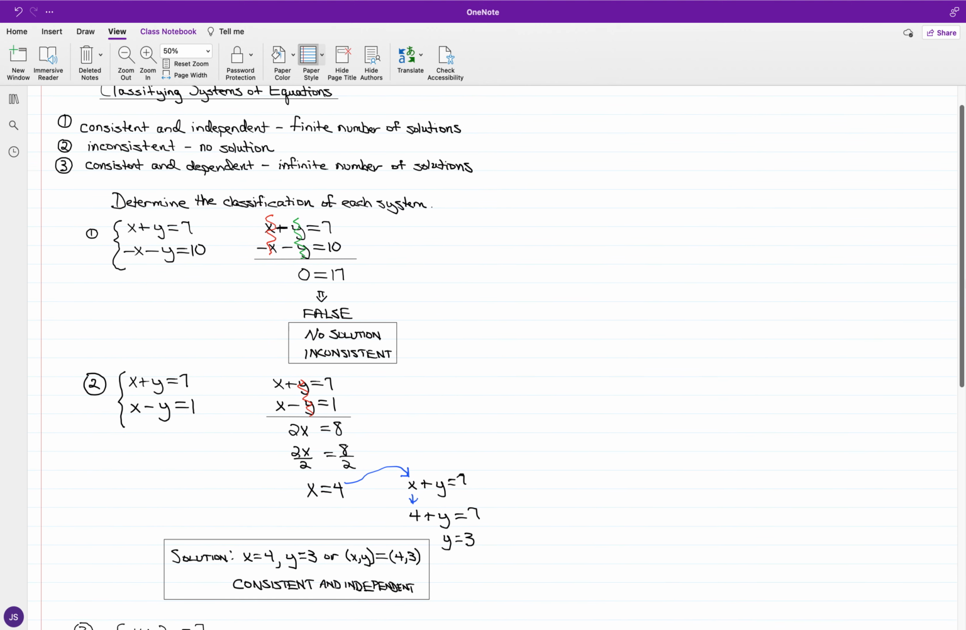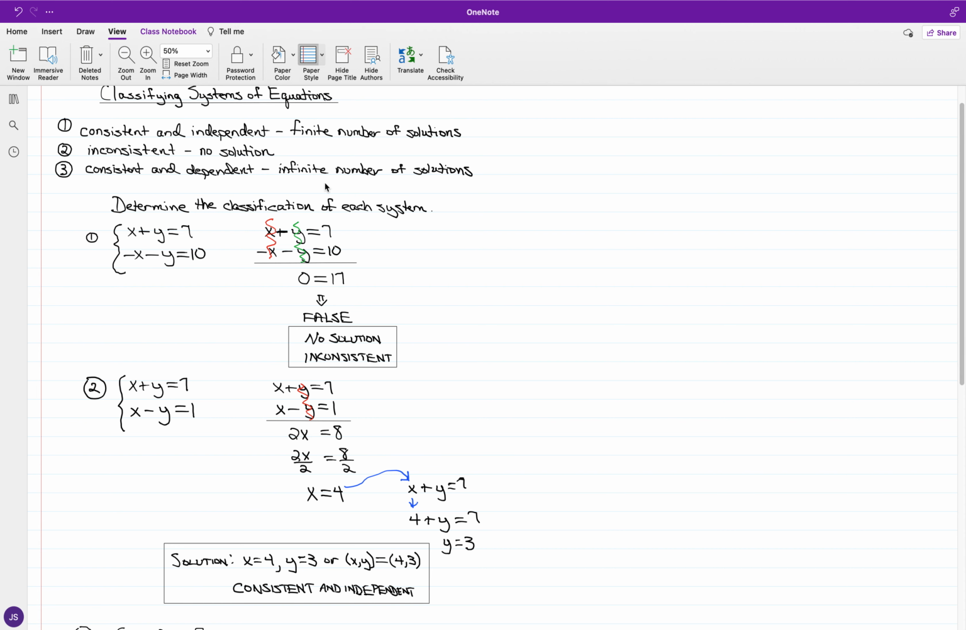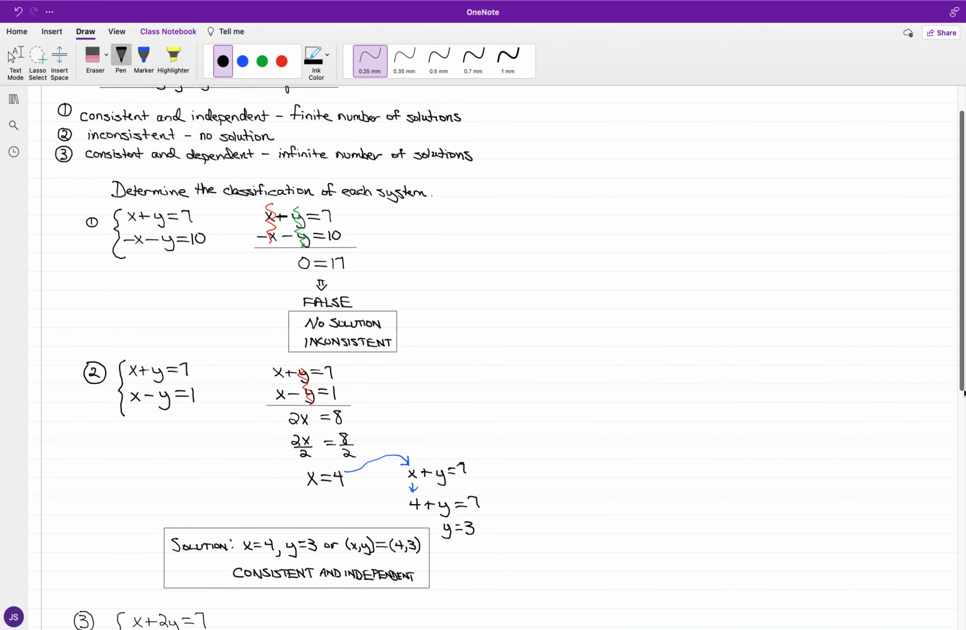And so for the type of system that we have, again, we have an infinite number of solutions, and this system is going to be consistent and dependent.